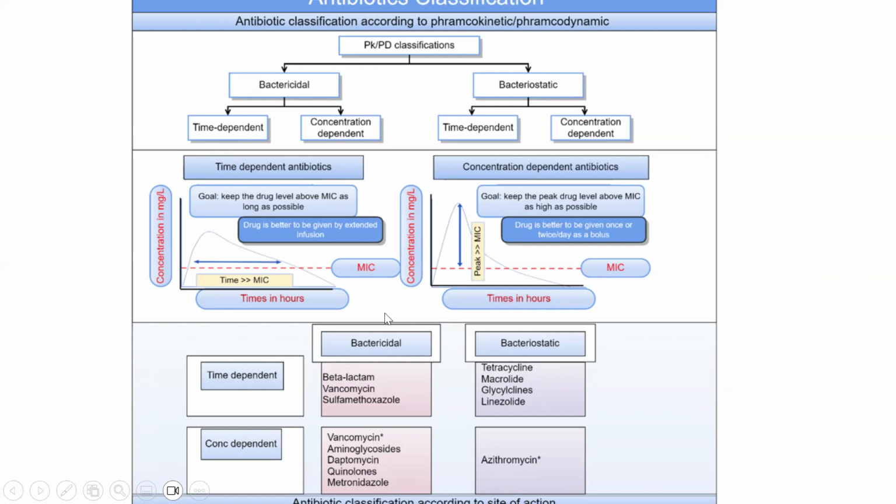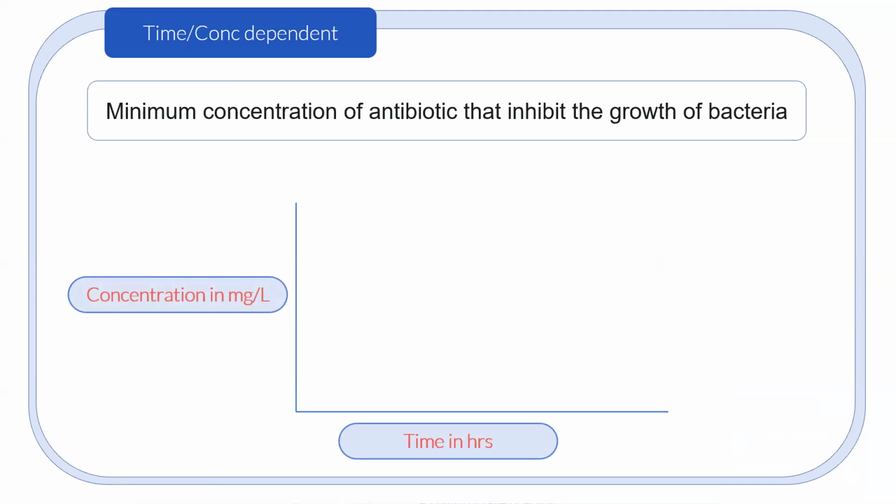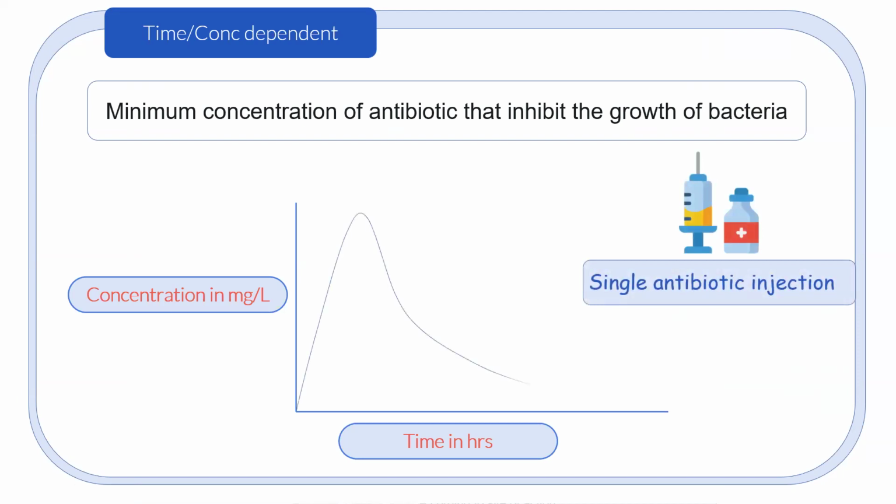So we have a time-dependent bactericidal group and a time-dependent bacteriostatic group, and we have concentration-dependent bactericidal and concentration-dependent bacteriostatic groups. What is the difference between time-dependent and concentration-dependent? If we draw a graph that shows the blood level of the antibiotic after a single injection, the antibiotic level increases in the blood, then fades again until it reaches the baseline. And this line represents what is called the minimum inhibitory concentration. What is meant by minimum inhibitory concentration? The MIC is the minimum concentration of the antibiotic that inhibits the growth of the bacteria. So if the antibiotic blood level increases above the MIC, the bacterial growth will be inhibited.